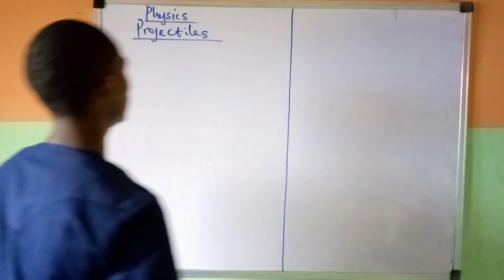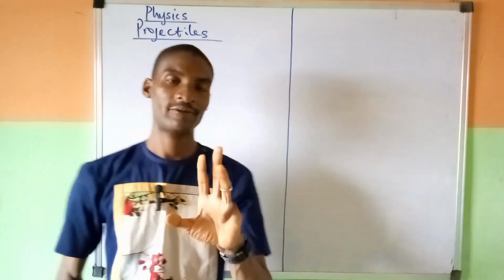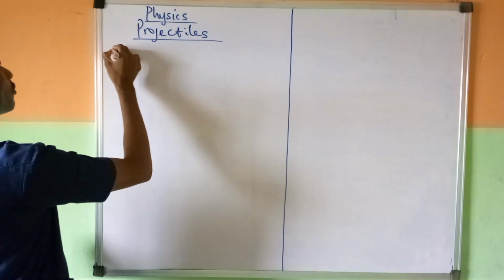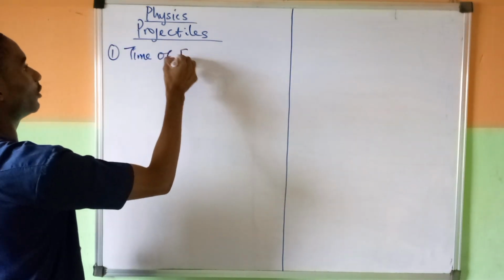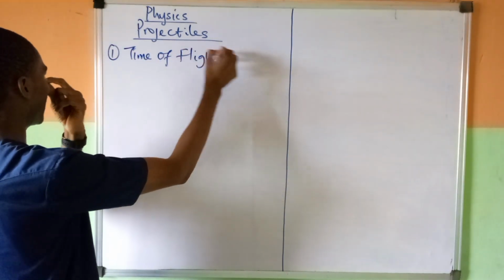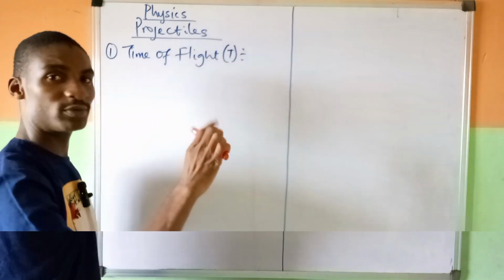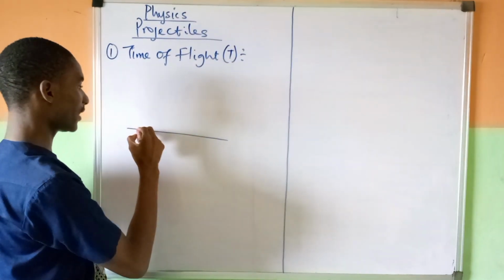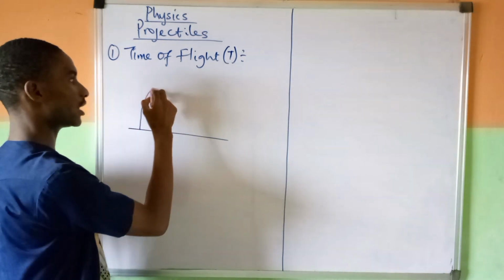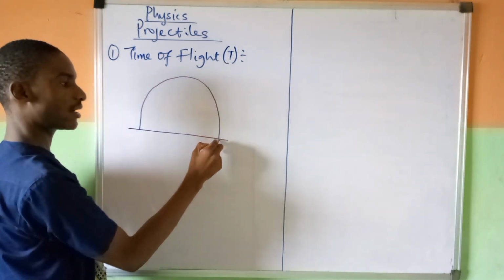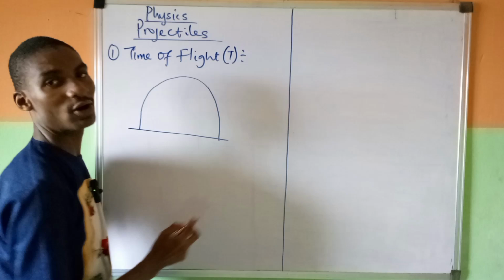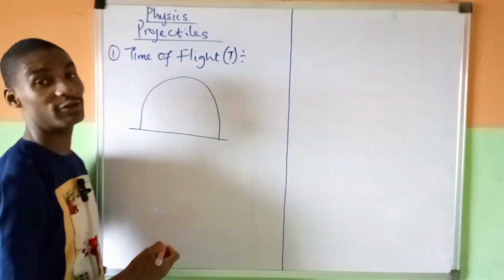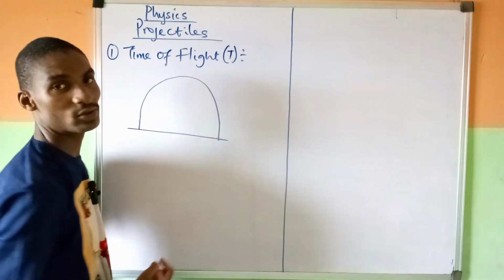So come with me. Now there are four calculations they can ask you to do under projectiles. The first, you could be asked to calculate the time of flight. And that time of flight is the time it takes an object to leave a horizontal surface. The time it takes this object to be launched into the air and then return back to that horizontal surface. So the time it takes to go up and return back is what you call the time of flight, right? And it's capital T.